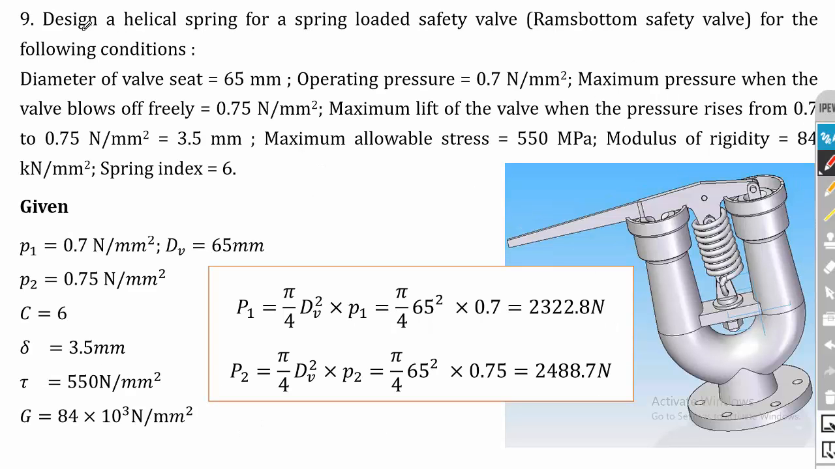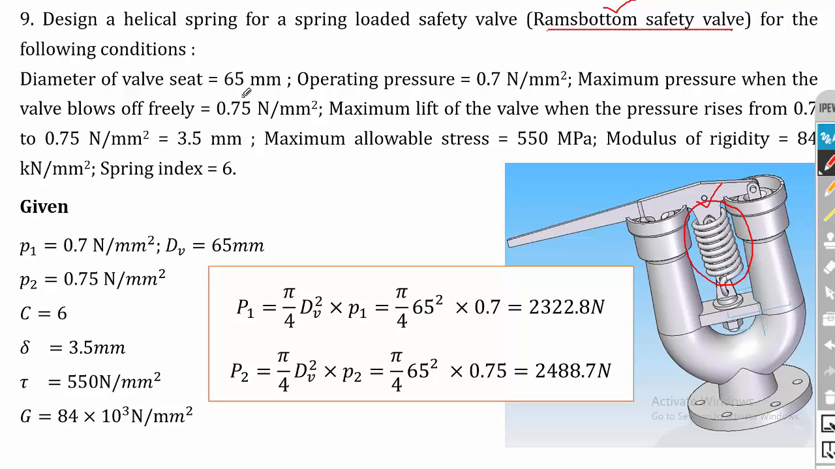So the first problem, design a helical spring for a spring-loaded safety valve, Ramsbottom safety valve. So remember the technical term Ramsbottom safety valve. So this is the Ramsbottom safety valve. This is the structure, and here in the Ramsbottom safety valve, the helical tension spring is used. So whenever in the problem you see the word Ramsbottom safety valve, then we have to select the helical tension spring, not the helical compression spring, because there will be no difference in the problem. Okay. So only thing for Ramsbottom safety valve, we have to use the helical tension spring.